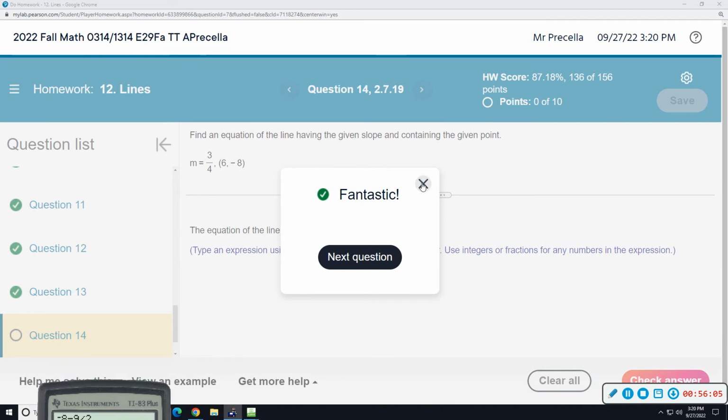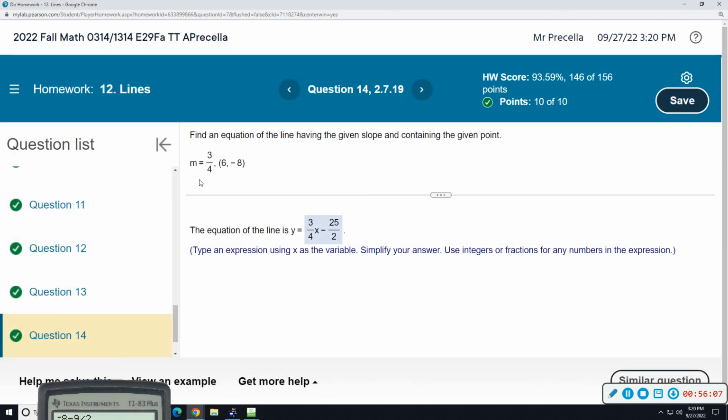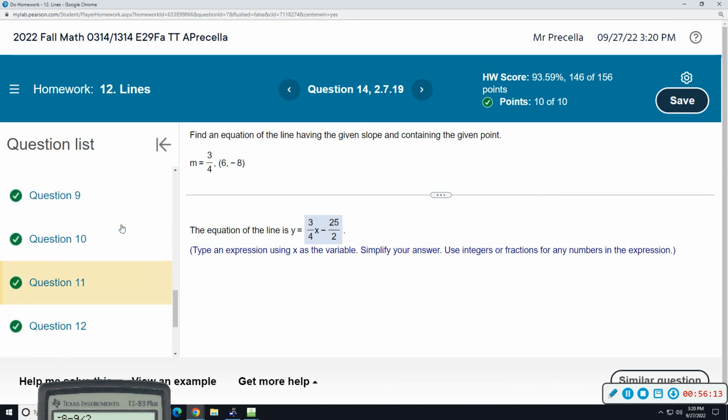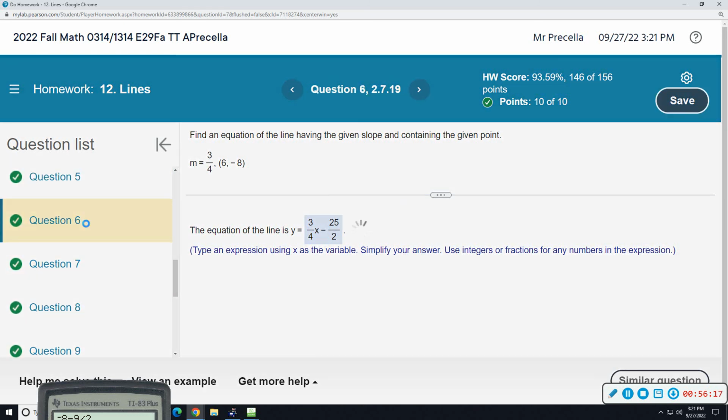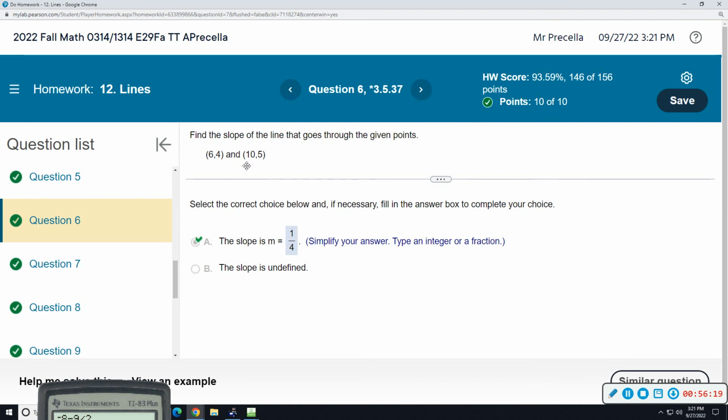So you know how to write the equation if you have the slope and a point. Number 6, we saw how to find the slope if you have 2 points. It's that little formula. Where was it, Tim? Oh, right there.